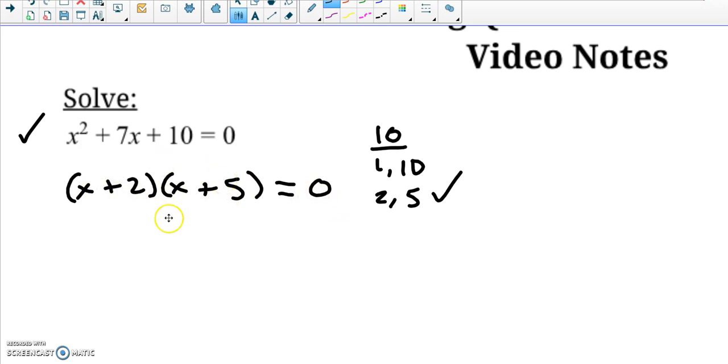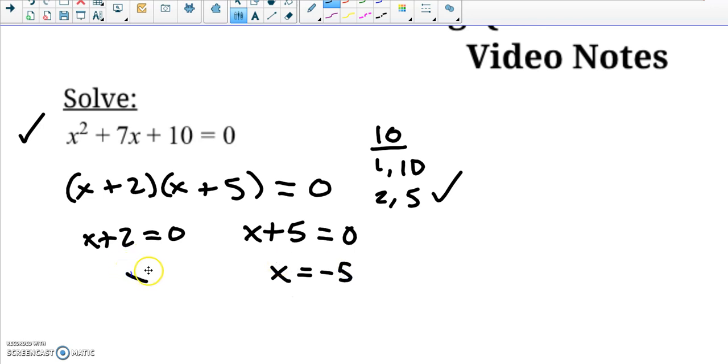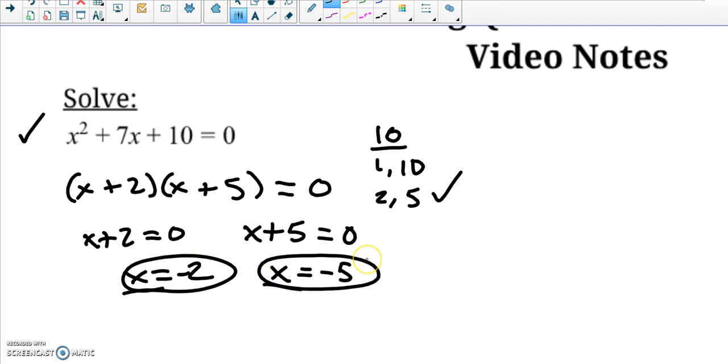To actually figure out what x's make this equation true, I set each binomial equal to 0. Because either of them being 0 will make this whole left side equal 0. Solve those little equations, and I get my two solutions. Okay, so that's what we've been doing so far.